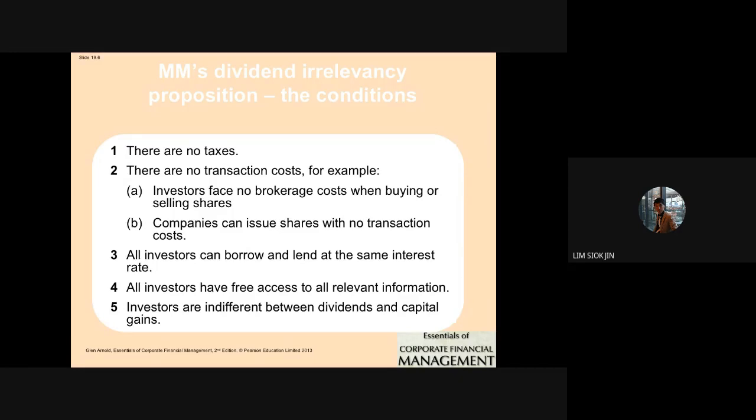How dividend is paid is not important because this 1 million, it belongs to the owner mah.